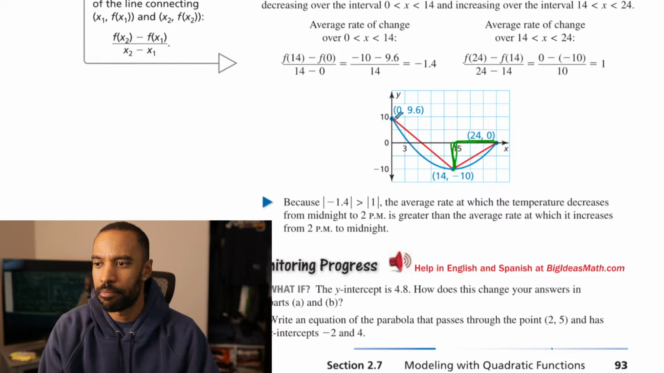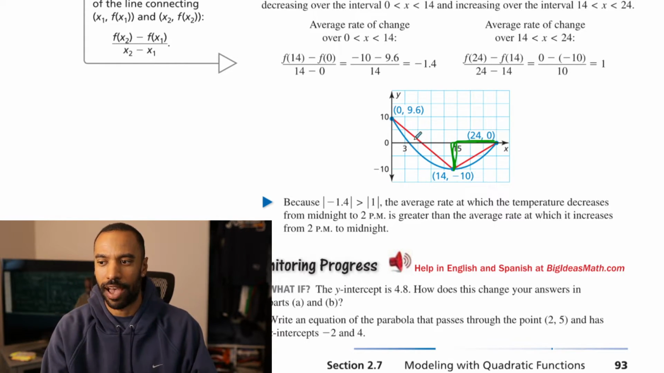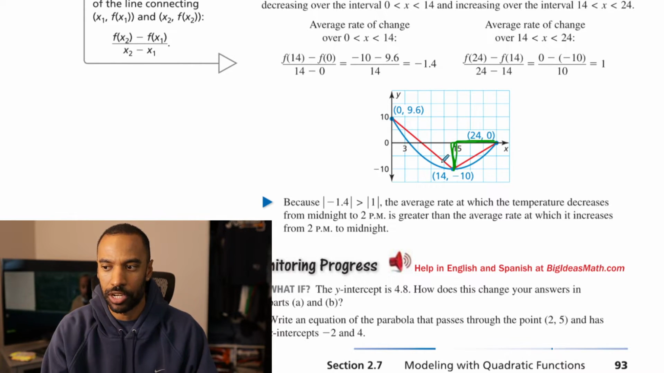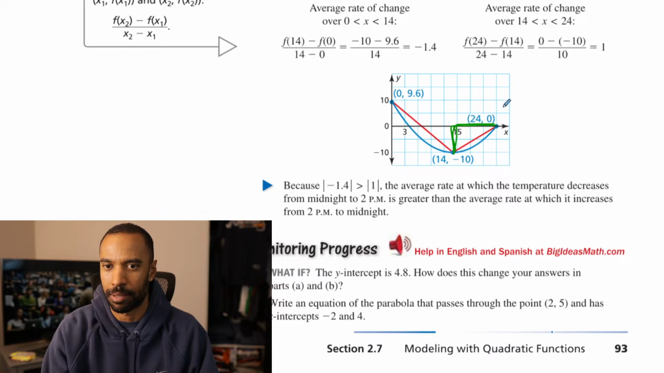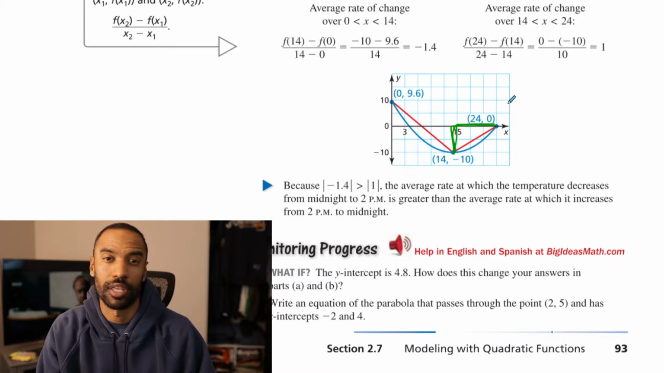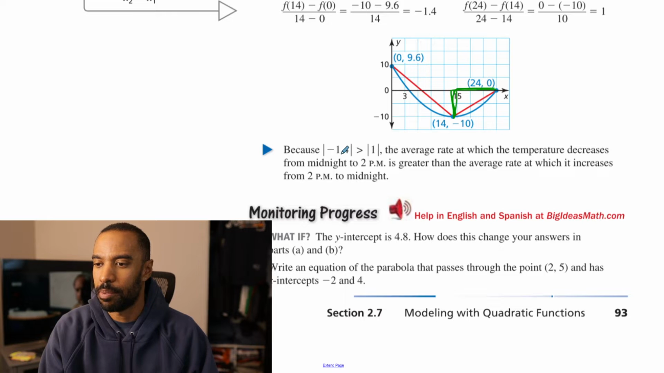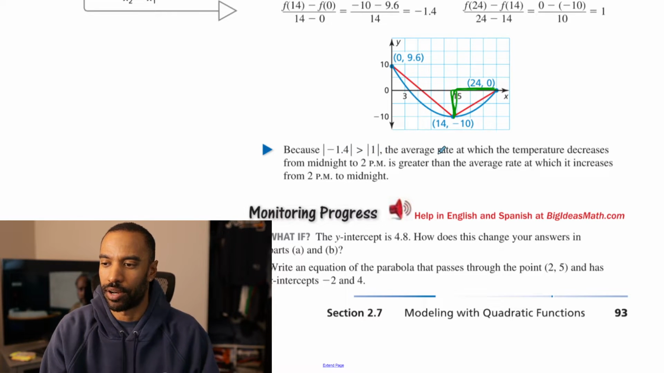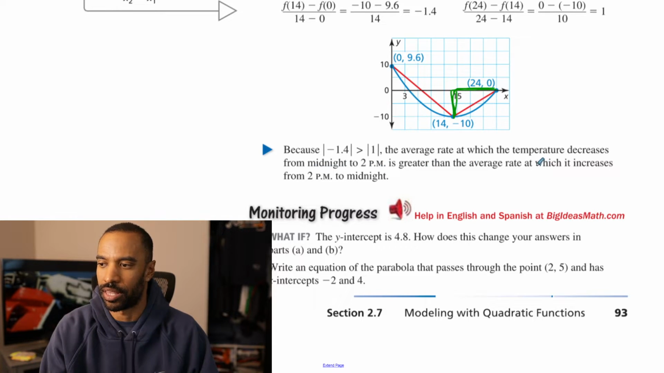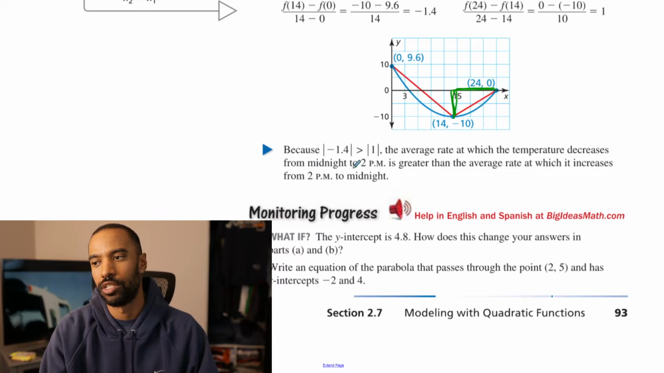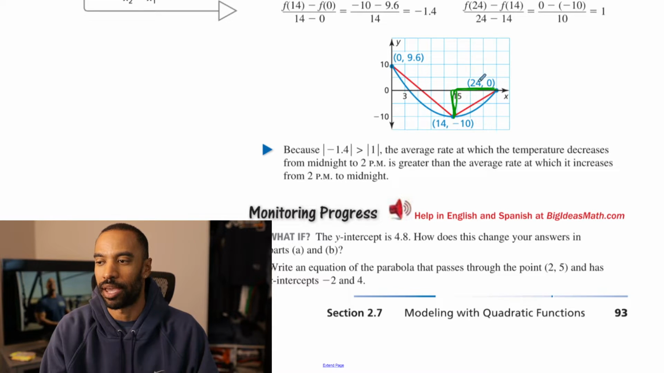So in comparing them, this has a greater fall than this has a rise, basically. It's getting colder faster on average from this duration than it does from this duration here. But of course, it's a parabola. It's symmetrical. So if I kept going another 14 hours, then it would be a tie. But they say because the absolute value of negative 1.4 is greater than the absolute value of 1, the average rate at which the temperature decreases from midnight to 2 is greater than the average rate at which it increases from 2 to midnight. Oh, that does go to midnight. I take it back. Okay.